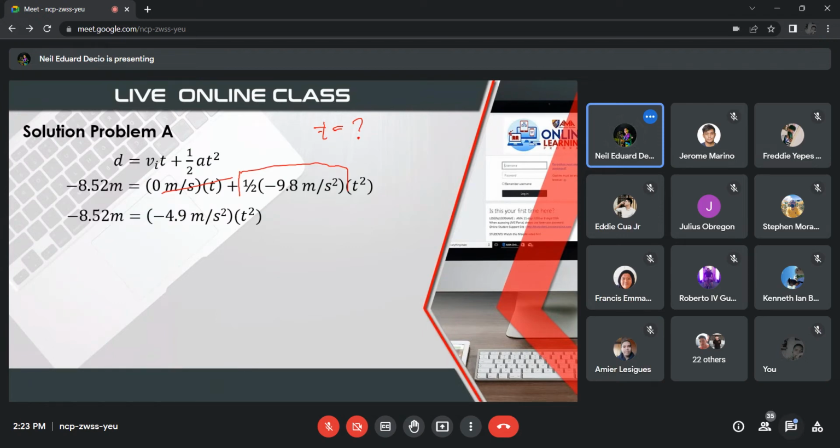Anyone from the class? How do you think? This is just algebra. Algebra na tayo, ha? Simplifying na lang. How can we solve for time if we're given this?